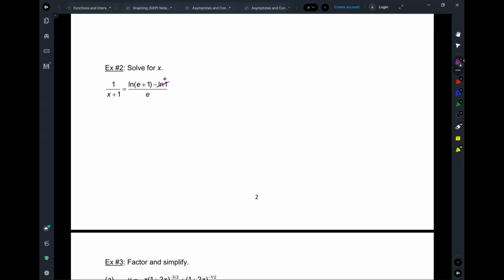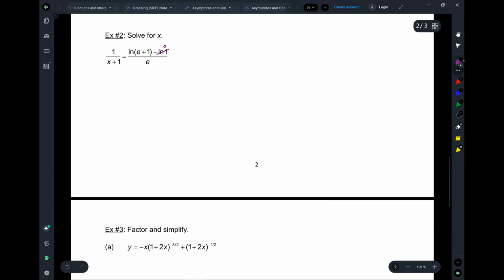ln of e plus 1 is ln of, okay, so e is 2.7, right? E plus 1 is 3.7. ln of 3.7 is essentially just some decimal number, right? So that's a number over e, which is another number. So this whole thing here is just a constant. But basically, once the ln of 1 goes away, what I have is 1 over x plus 1 is equal to ln of e plus 1 over e. And now we need to solve for x plus 1.